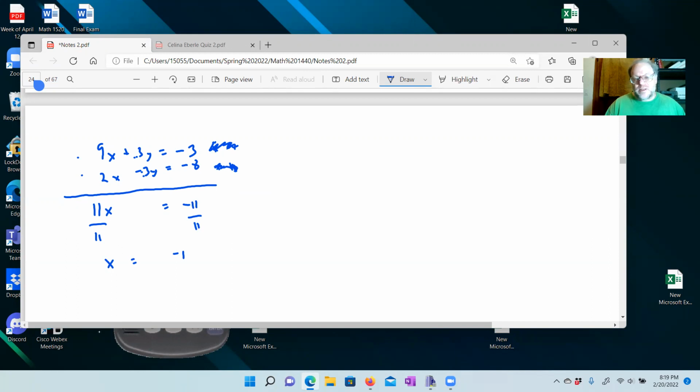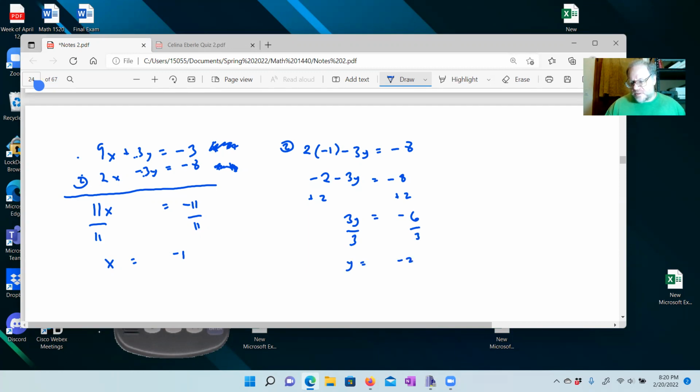So what we're going to do is say, how about 2 times -1 minus 3y is equal to -8. I just picked equation 2 here. So we have -2 minus 3y, because we don't know what y is just yet, equals -8. We're going to add 2 to both sides. So we get -3y equals -6. If you're in debt $8 and you pay back $2, then you're now in debt $6. We're making some progress here. Divide everybody by -3, and we get y is equal to 2. So our solution set here is just going to be (-1, 2).